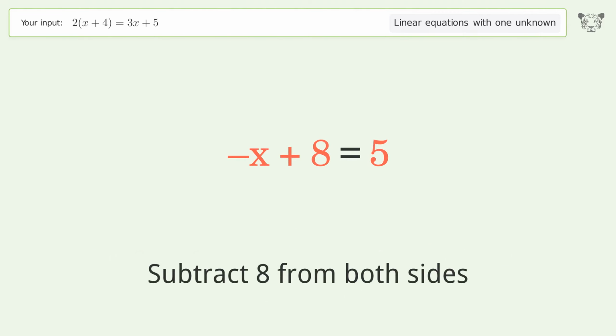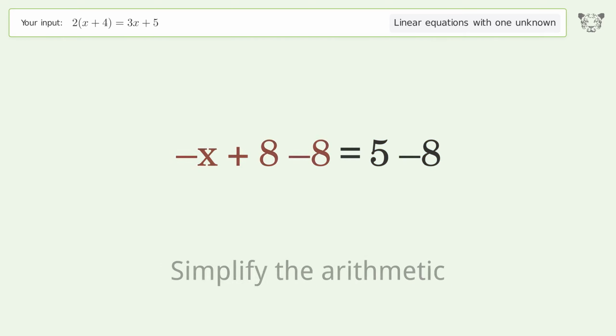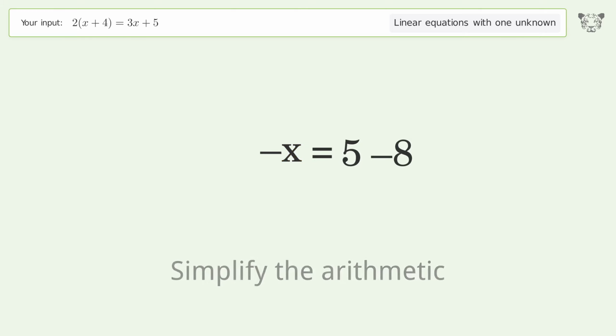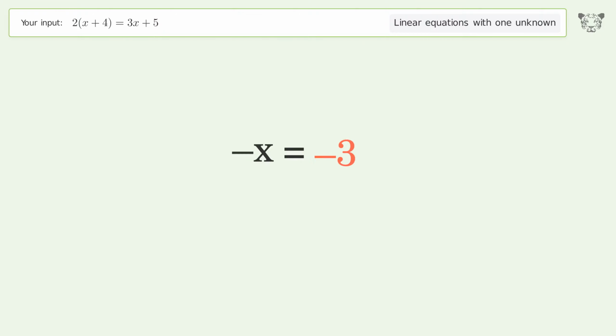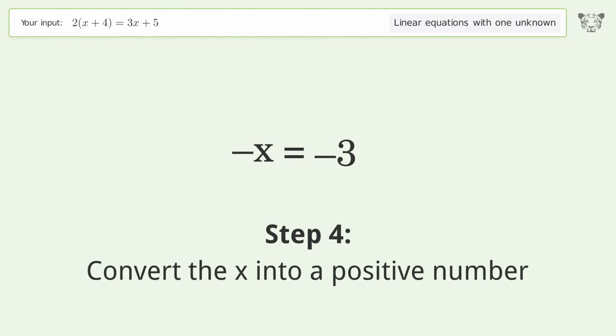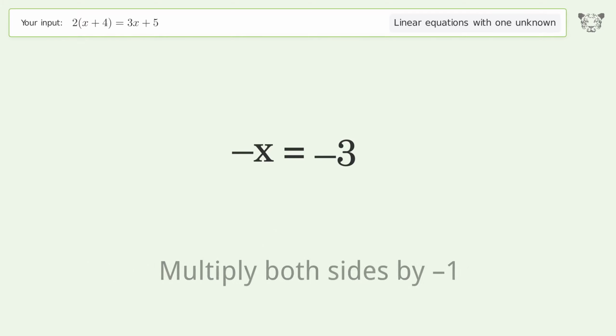Subtract 8 from both sides. Simplify the arithmetic. Convert the x into a positive number. Multiply both sides by -1.